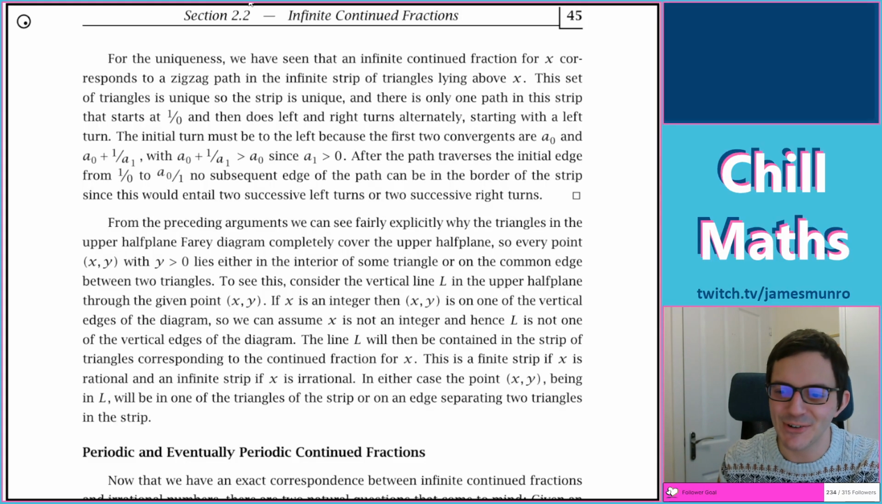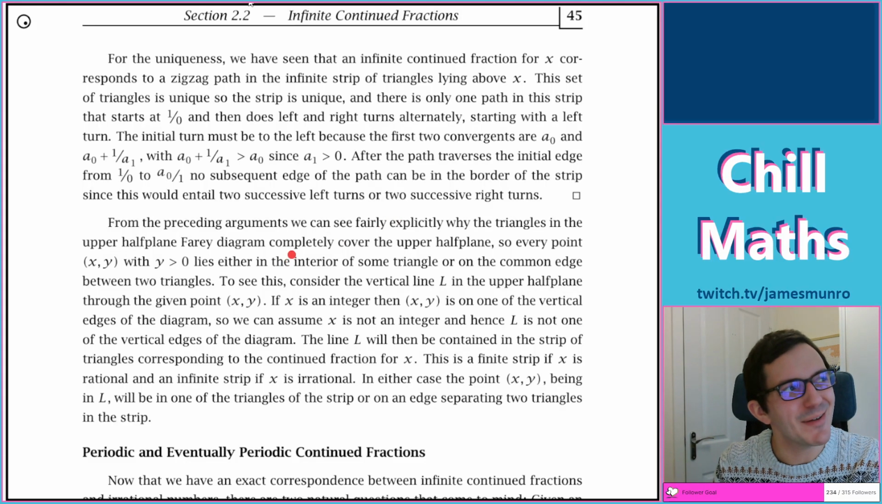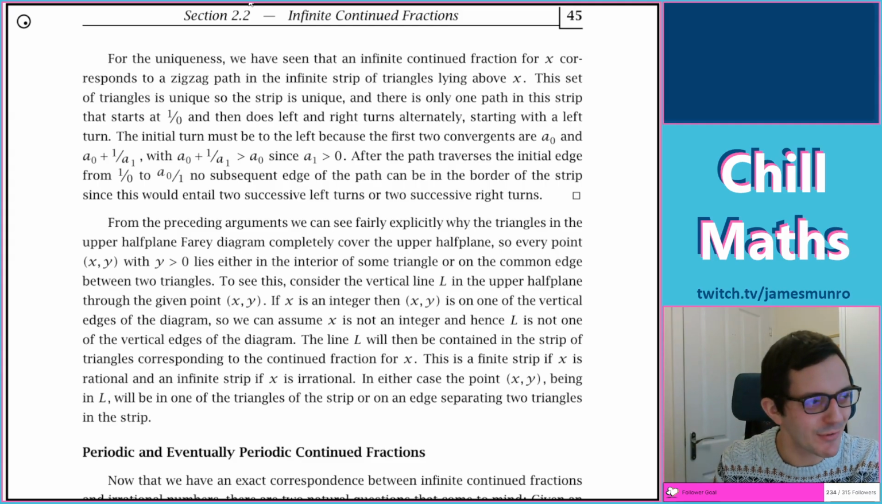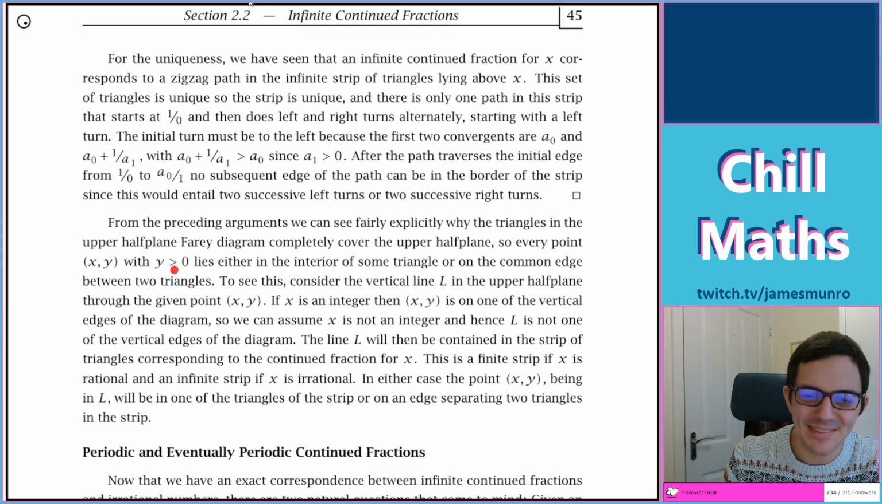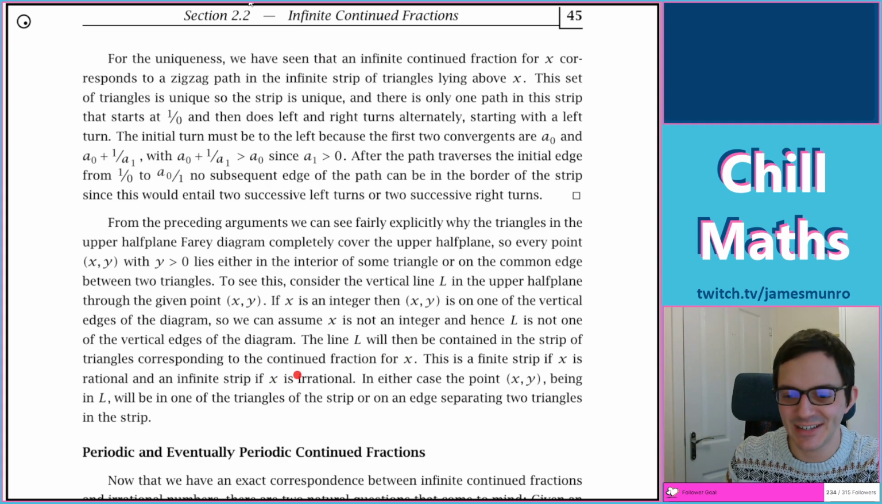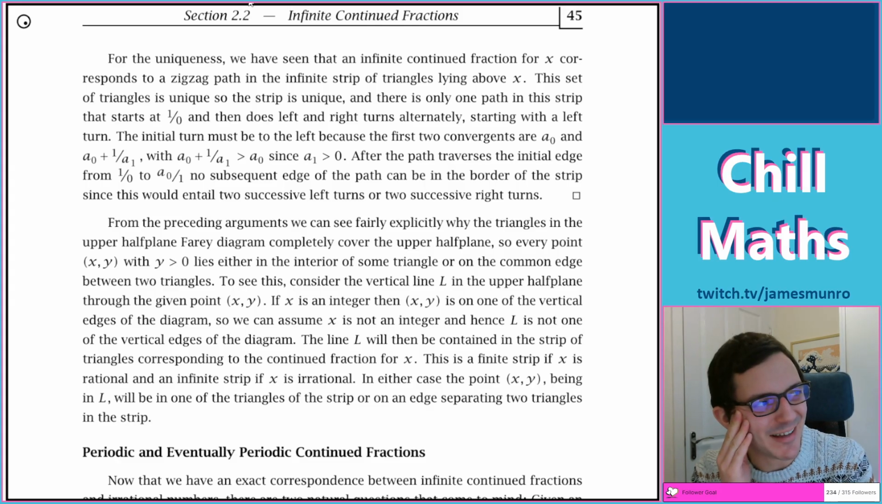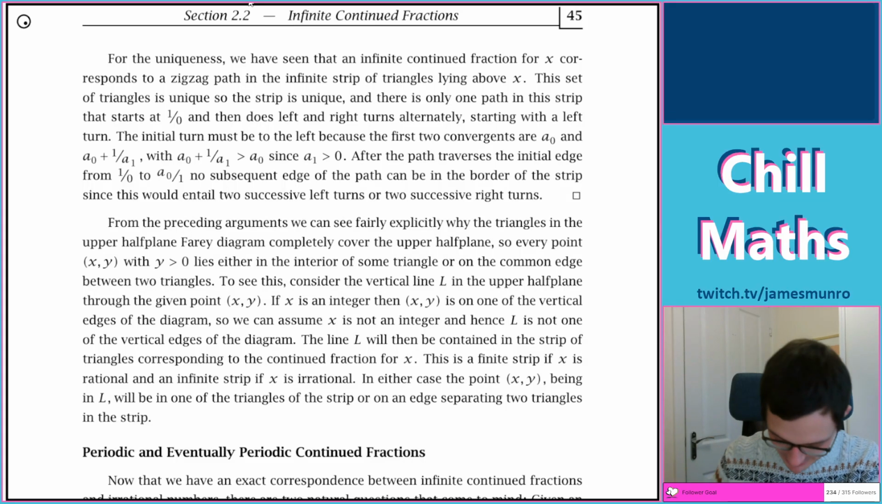The triangles therefore cover the whole upper half plane, which we didn't really know before. They are triangles, they've got semicircle edges, but they've got 3 sides. A point lies either in the interior of some triangle or on a common edge between triangles. Vertical line, if x is an integer, then it's very good. The line L will then be contained in the strip of triangles corresponding to the continued fraction for x. Finite if it's rational, infinite if it's irrational. In either case, that point will be included in the kind of slice through the diagram. That's mad. Okay, right, good.